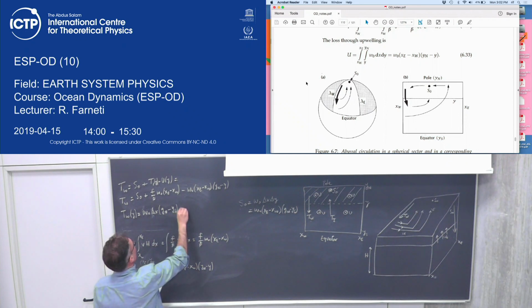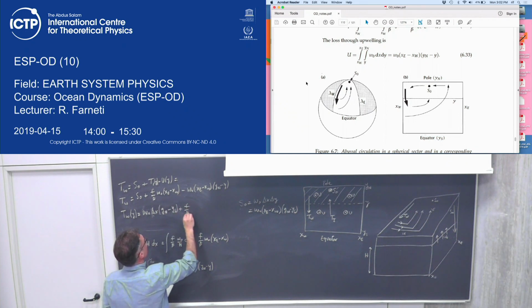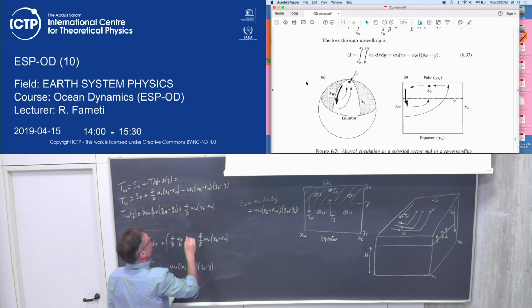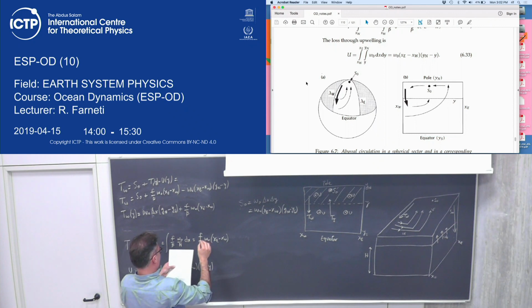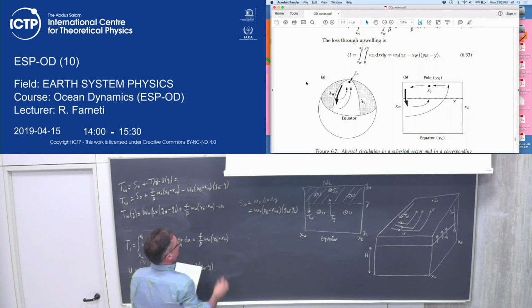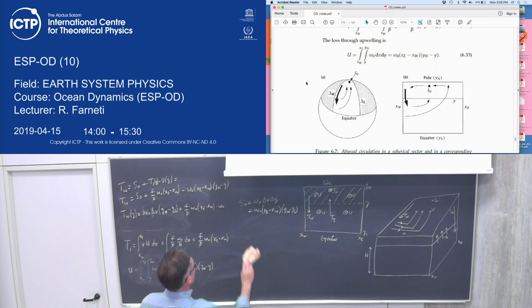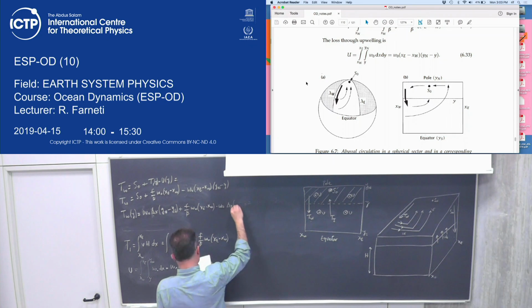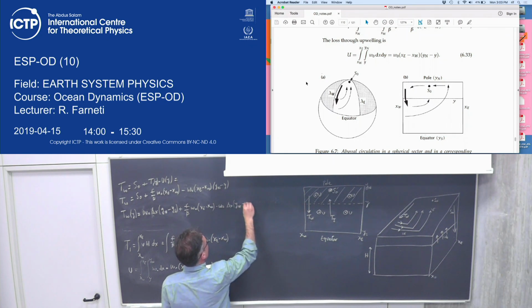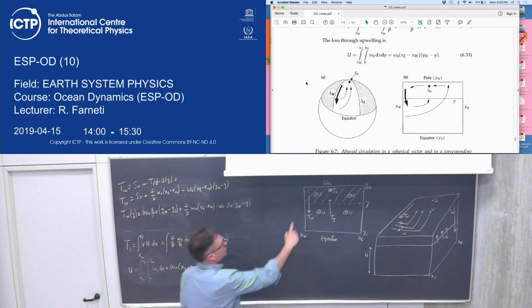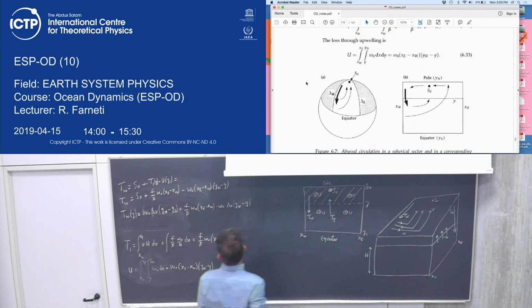Plus this term, f over beta, W naught x e minus x west, which is delta x, minus W naught delta x again, y north minus y, not y south, okay? Because we're doing the mass balance here, north of y.